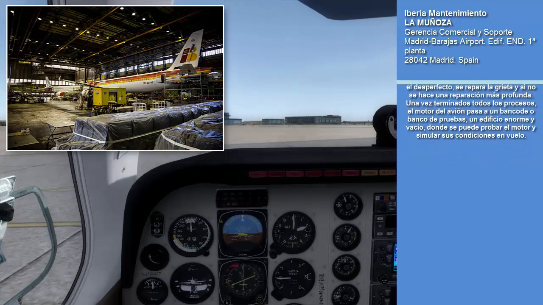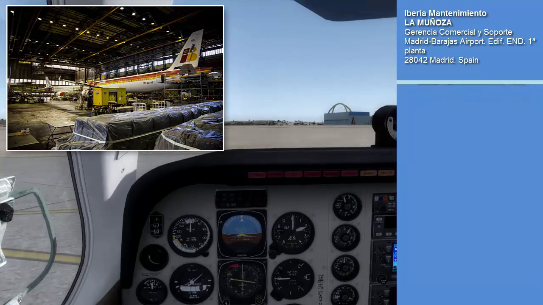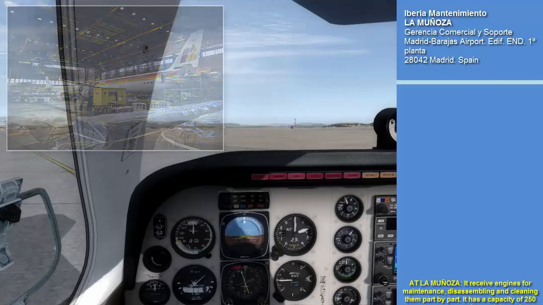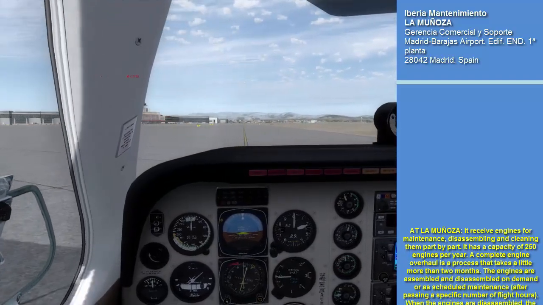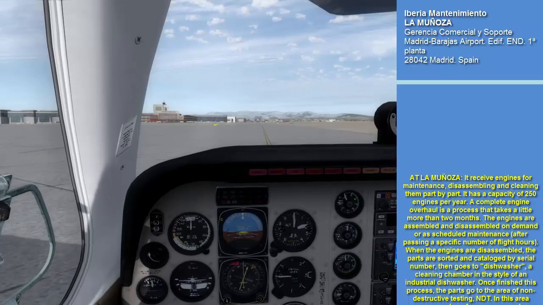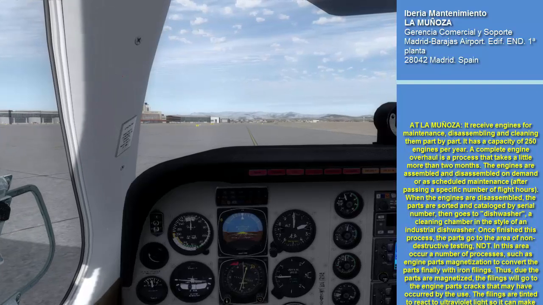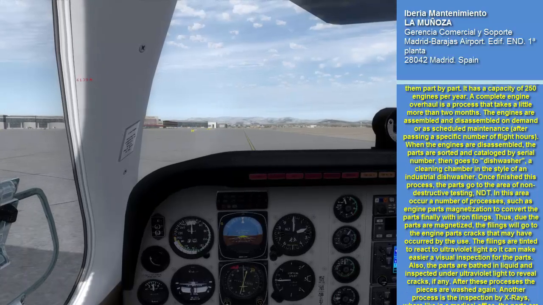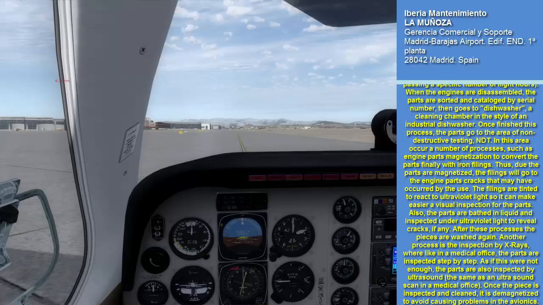Those are Iberia airplanes with the old logo, the old livery. And for that reason I was parked there, because I wanted to give you a little walk close to La Muñoza. I'm giving you that information in English there so you can take a look, and remember that we have a lot of technical information in this video, so the pause button is your friend. Please use it.